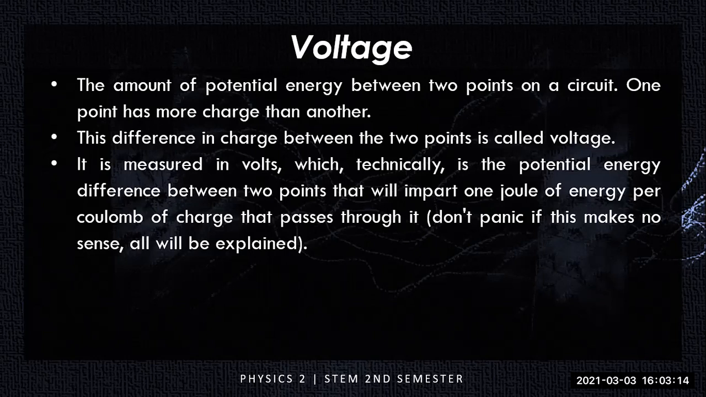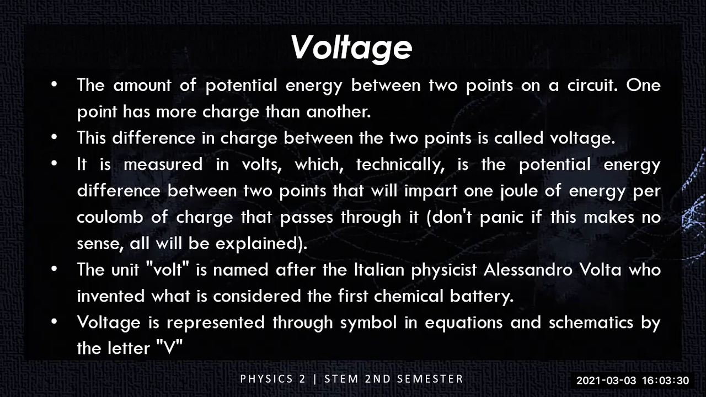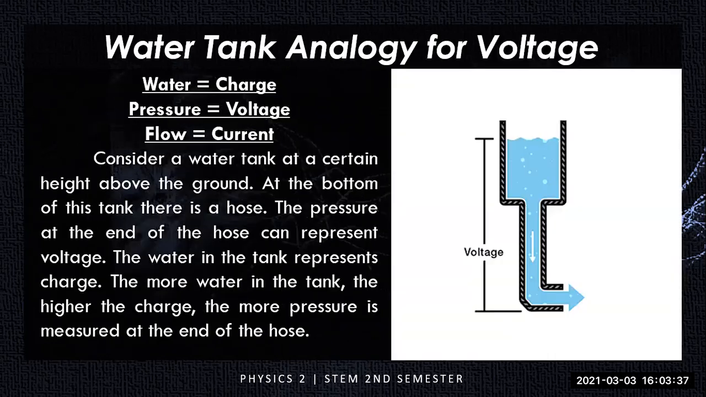So it is the capability of the voltage to impart 1 joule of energy per coulomb of charge that passes through it. It was named after the Italian physicist Alessandro Volta, who invented what is known as the first chemical battery. We use capital letter V as the symbol for voltage, and the unit is also V, for volts. There are also other terms for voltage, such as electromotive force and potential difference.